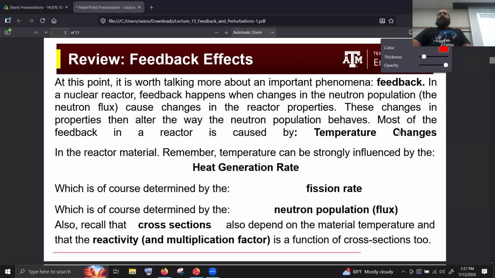A lot of those effects are due to temperature changes. A reactor is something we've engineered so that you take the heat from fission and turn it into a useful form of energy. The reason things might change temperature is possibly because of the heat generation rate. If our fission rate increases or decreases, that's what's producing heat, right? Do you remember about how much energy comes out per fission?